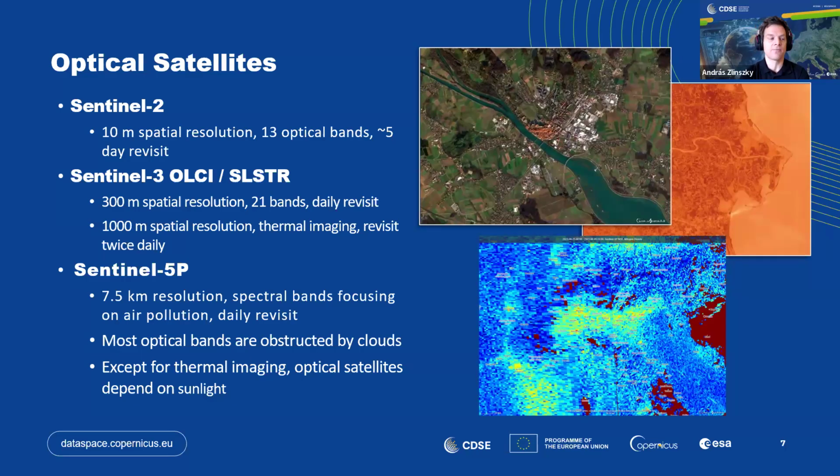And then we have Sentinel-5P, which is a very low resolution hyperspectral imager. This is a sensor focusing on air pollution. It maps the whole globe every day, depending on clouds. And it provides direct output to various air polluting substances in the air. So these three are our main optical satellites: Sentinel-2, Sentinel-3, Sentinel-5P. They take regular images like a camera.